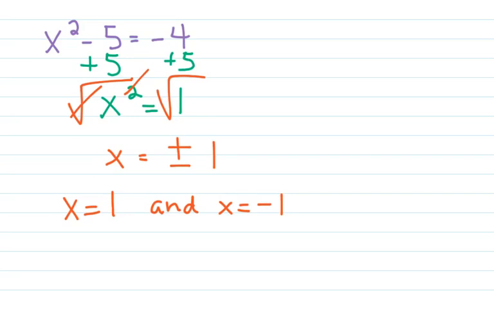Two answers, one on each side of a parabola. Remember when we graph parabolas, they have two sides, so we have one answer on each side. That's why we get 2. Okay, let's look at one more.